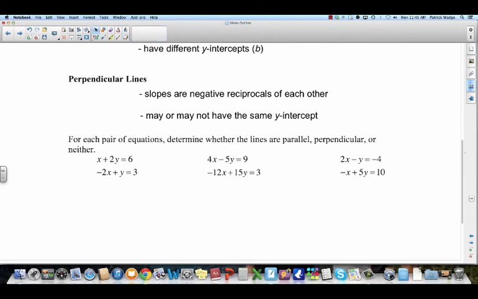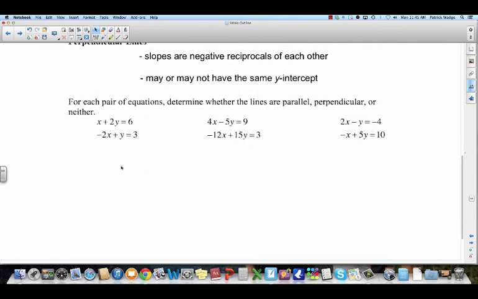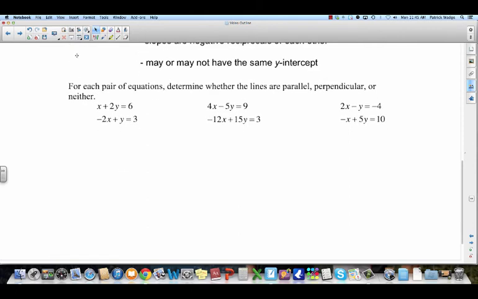Okay, last thing we're going to do here, for each of these pairs of equations, we're going to decide if the pair is a pair of parallel lines, perpendicular lines, or neither. So there's a couple ways we could do this as well.